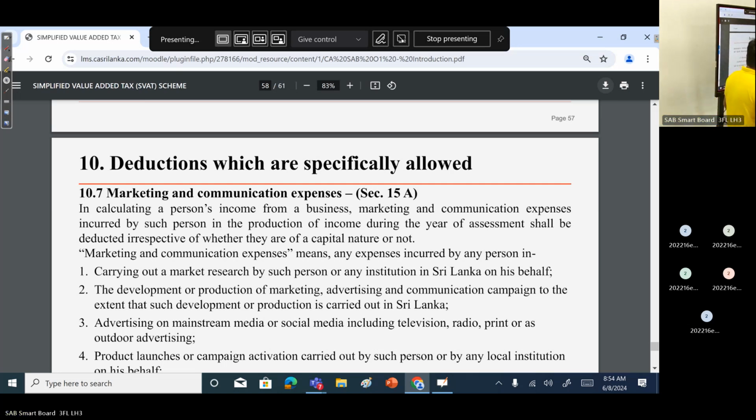Right? Even though it's done by the same person or through an institution, that is allowable, but it must be an institution in Sri Lanka. Right? The development or production of marketing, advertising, and communication campaigns, to the extent that such development and production is carried out in Sri Lanka. That means the marketing, advertisement, and communication campaign or program needs to be developed in Sri Lanka.